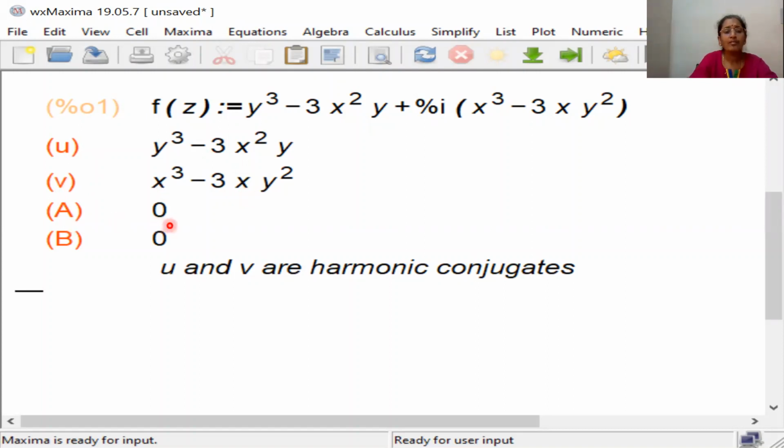This is the Laplacian of u, that is 0. Laplacian of v is also 0. Since both are harmonic, being Laplacian zeros, they satisfy the Laplace equation. Therefore, they become harmonic. Since both are harmonic, they become harmonic conjugates.